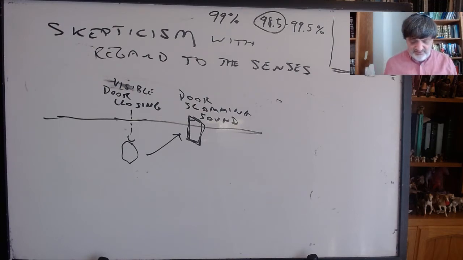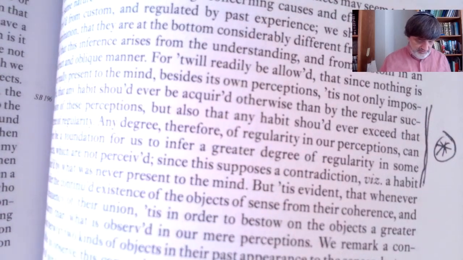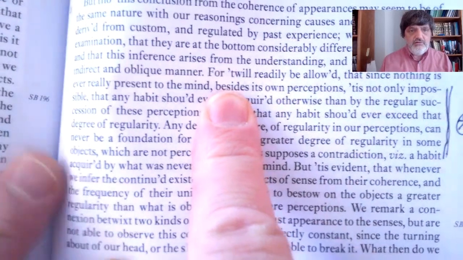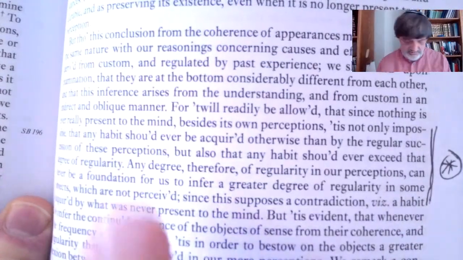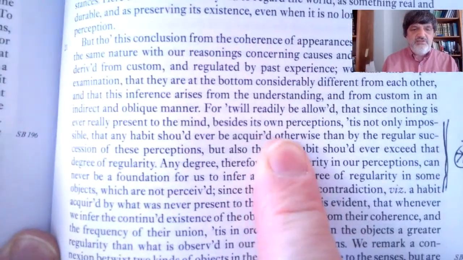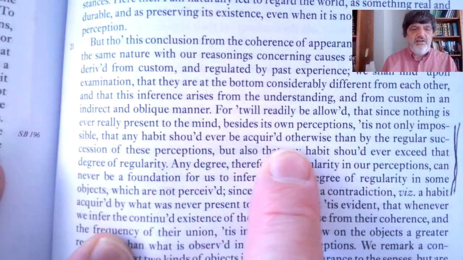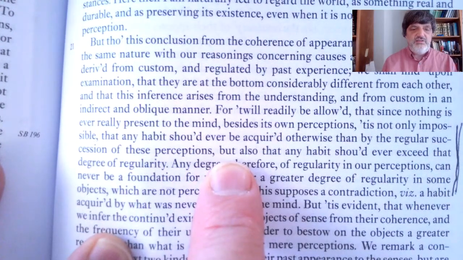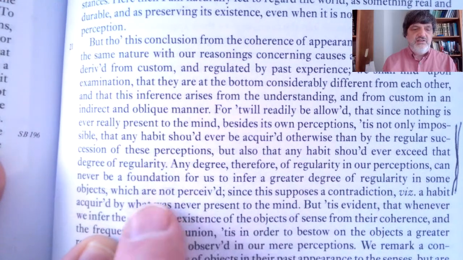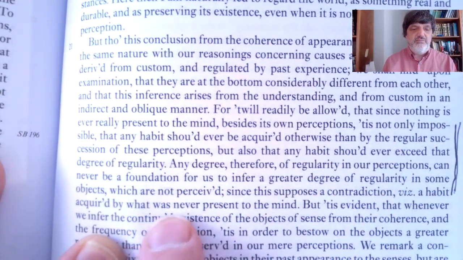So I know that point is a little bit hard to understand. It might help if I read Hume's explanation of it, or it might not, I don't know. Let's see. This is on the next page, page 131, book one, part four, section two, paragraph 21. For 'twill readily be allowed that since nothing is ever really present to the mind besides its own perceptions, 'tis not only impossible that any habit should ever be acquired otherwise than by the regular succession of these perceptions, but also that any habit should ever exceed that degree of regularity. Any degree, therefore, of regularity in our perceptions can never be a foundation for us to infer a greater degree of regularity in some objects which are not perceived.